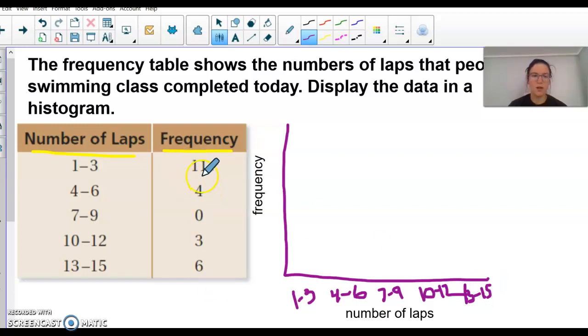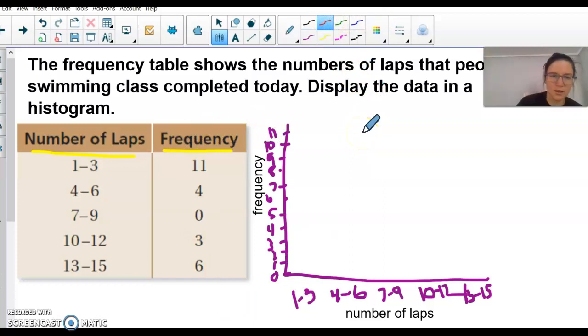And then my frequency, my highest number is 11, so let's see if I can count by ones. 1, 2, 3, 4, 5, 6, 7, 8, 9, 10, 11. Alright, so we got it. So now when you make your bar graphs, make sure they're connected so it identifies as a histogram.